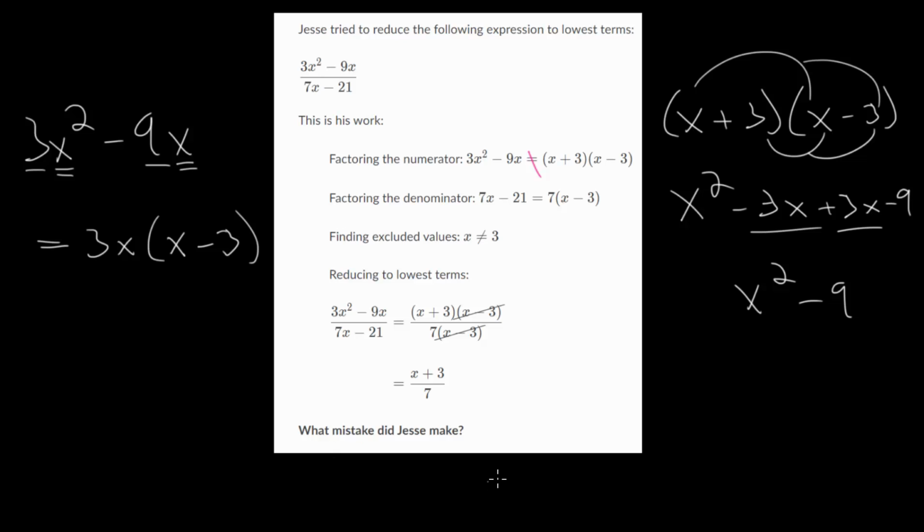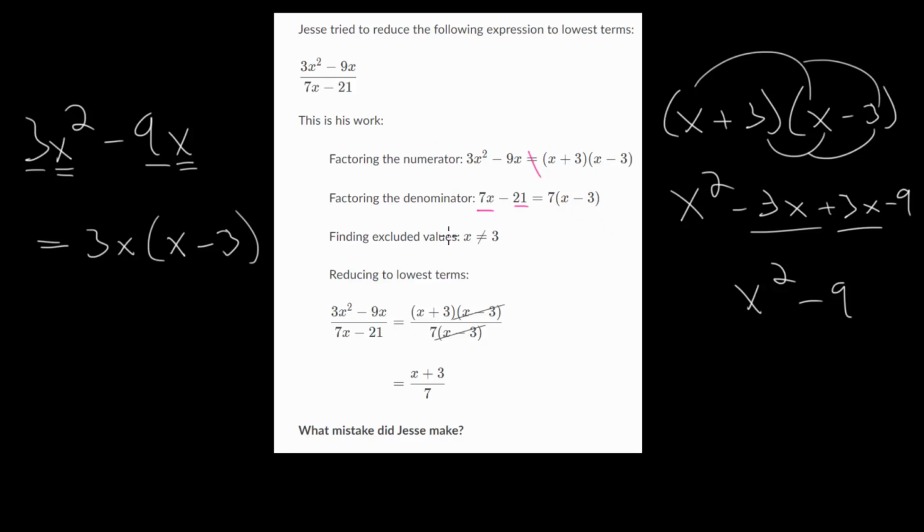So for these problems, you're going to have multiple choice to be able to find that mistake, and you would see that Jesse made his mistake in factoring this numerator. And of course, you can verify that that is the only mistake by going through the rest of it. Factoring the denominator, notice you can factor out a 7 from each of these, and you're left with 7 times x minus 3, which you can verify by just redistributing. So that step is correct.